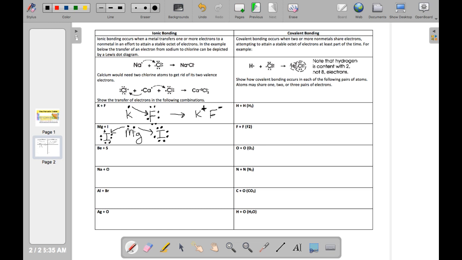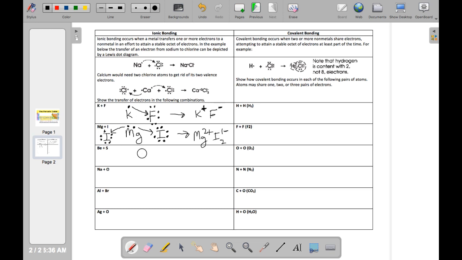Okay, so now we have it. Of course, what's going to happen here? I'm always writing the metal first because that's what you would normally do. So this magnesium is going to be a 2 plus. And now we have 2 iodides, and those iodides are both going to be 1 minus.